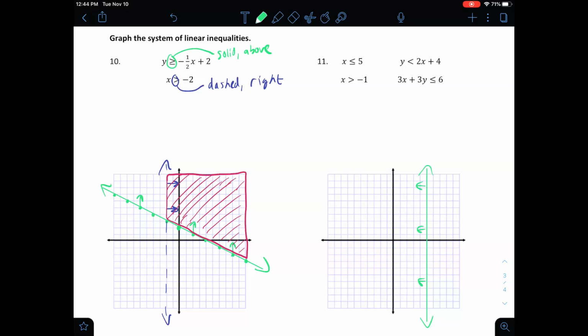And then we're doing x is greater than negative 1. So we're going to do a vertical line through negative 1. It's going to be a dashed line. It's going to be shaded to the right.